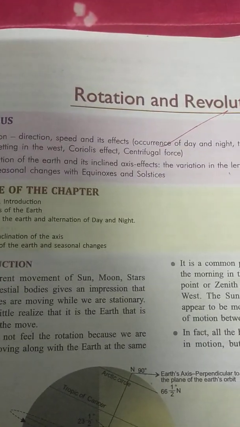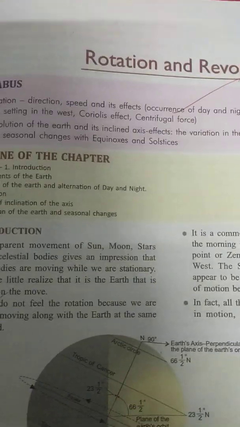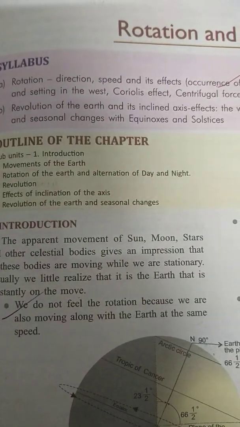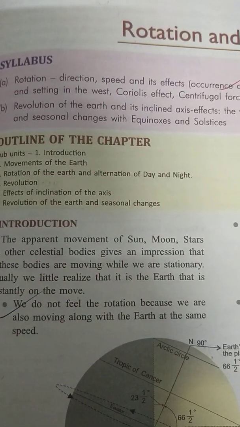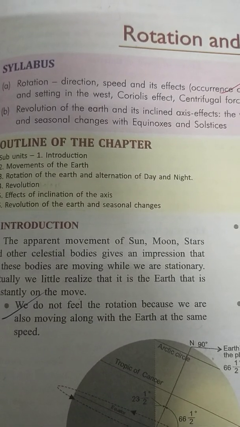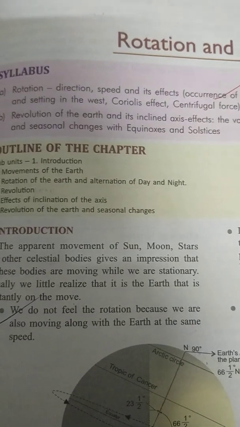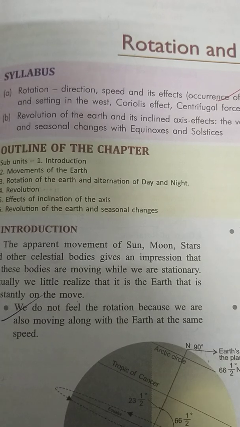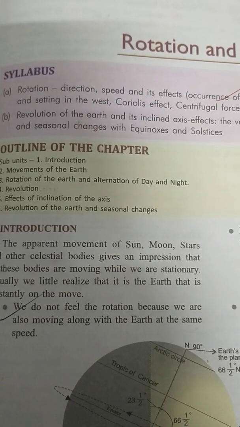Hanji students, today we will start the third chapter, rotation and revolution. In this chapter we will discuss the two motions of the earth. Before that we should know how these rotation and revolution phenomena occur.